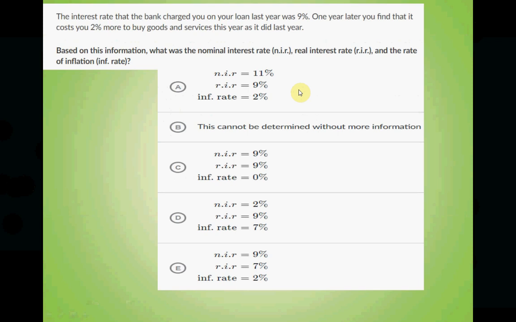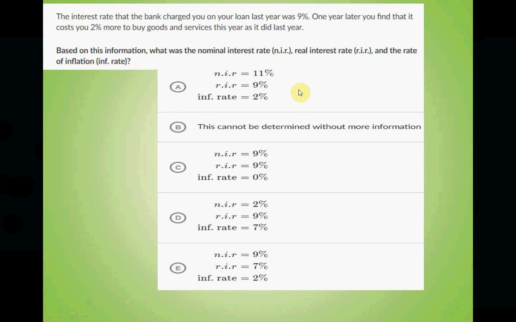The interest rate that the bank charged you on your loan last year was 9%. One year later, you find that it costs you 2% more to buy goods and services this year than last year. What is that? A 2% increase in prices. I wonder if we had a word for that. Based on this information, what was the nominal interest rate, real interest rate, and rate of inflation?